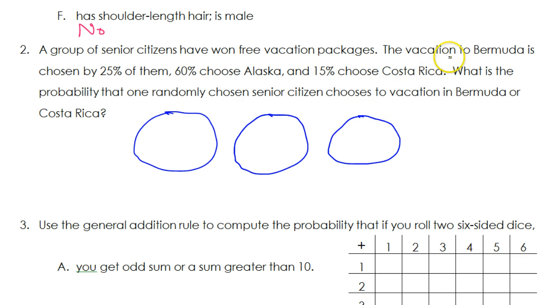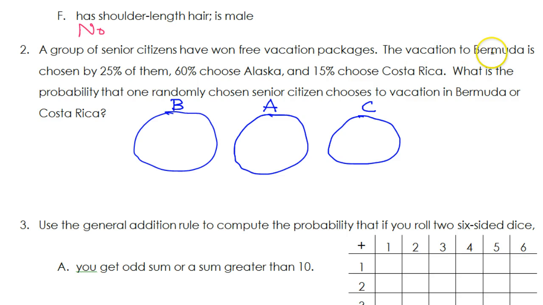Okay, let's see. Will the letters work for me? So we'll call this one B for Bermuda, and A for Alaska, and C for Costa Rica. There's no overlap, all right? So these are mutually exclusive. So let's get these probabilities in there.